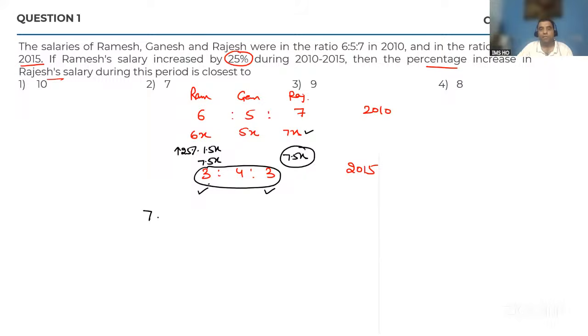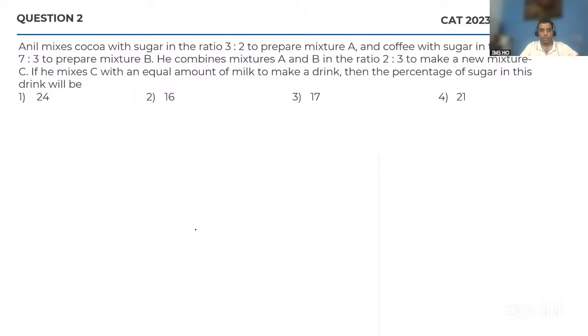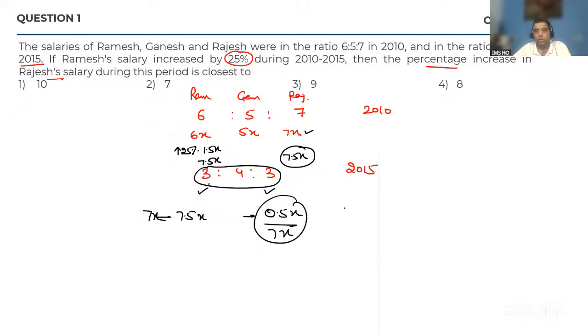Now, when you say from 7 to 7.5, the increase is going to be nothing but 0.5x. And that increase is with respect to the base, which is 7x, into 100. The moment I say this, it is equal to 0.5 upon 7, which is 1/14, and 1/14 is equal to 7.14%, to be precise. But the question says closest to. So if I have to look at 7.14, closest to what, it is going to be closest to option number 2. This is my answer.